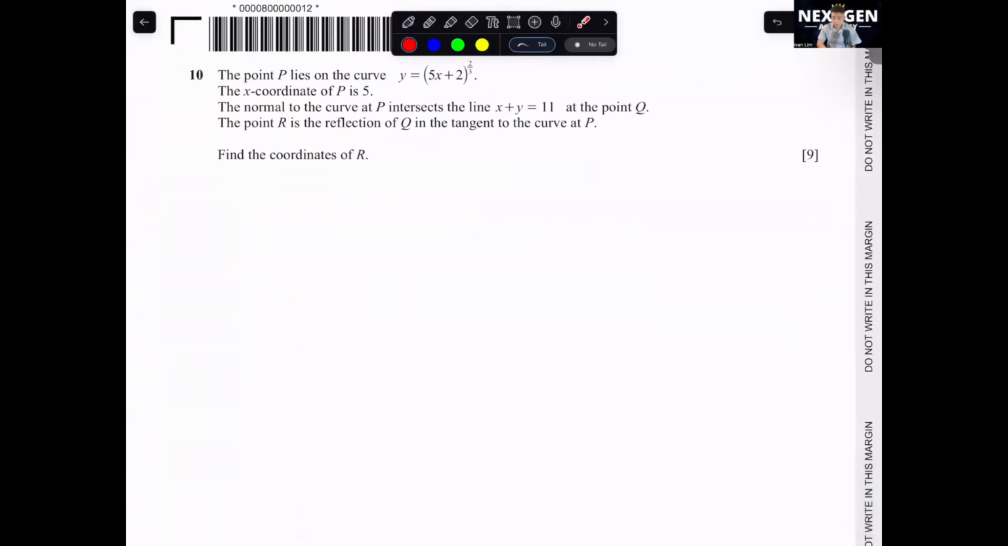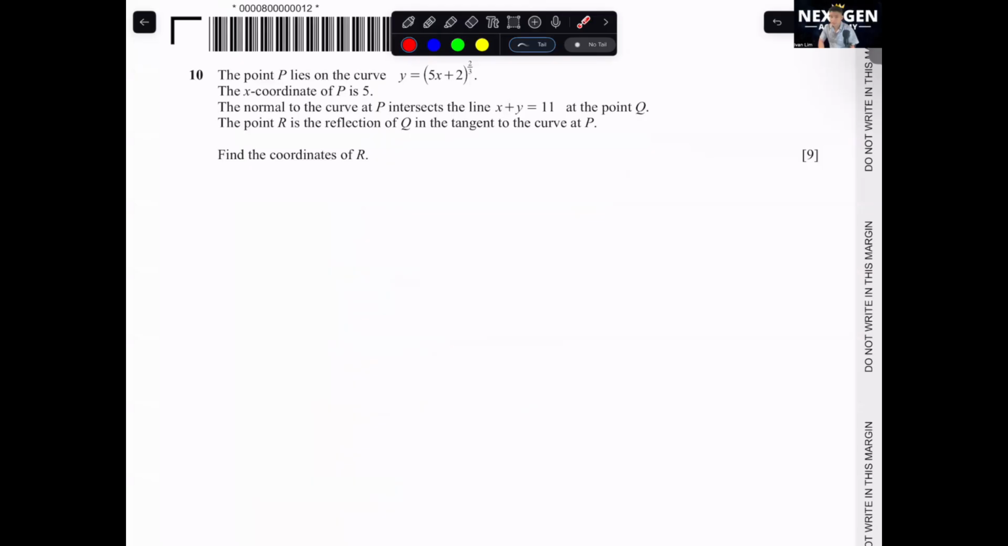Okay, point P lies on the curve y equals to 5x plus 2 to the power of 2 over 3. The x coordinates of P is 5. The normal to the curve at P intersects the line x plus y equals to 11 at the point Q. The point R is a reflection of Q in the tangent to the curve at P. Find the coordinates of R.